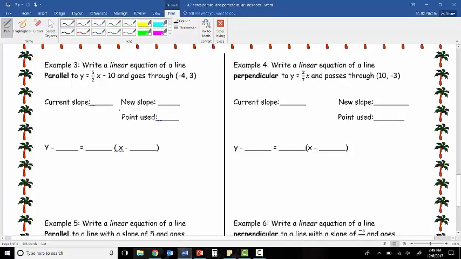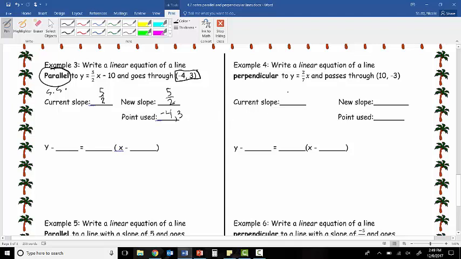So in our example problems, I'm going to help you figure out what goes in your blanks, and then I'm going to let you solve it on your own and check your answer. The keyword here is parallel, hence same slope. Right now my slope is 5/2, and my new slope will still be 5/2. The point your line will go through is -4, 3.